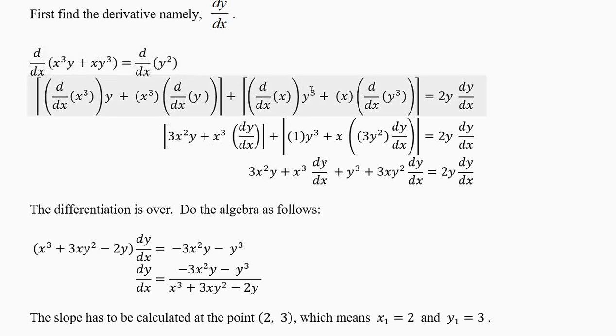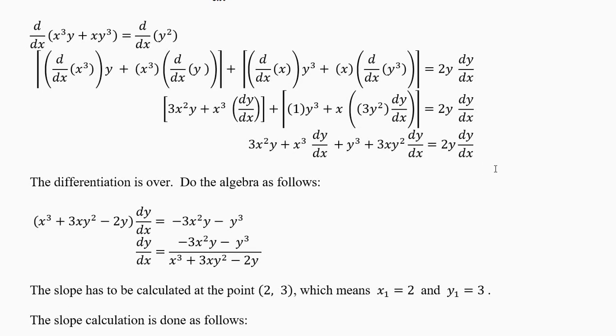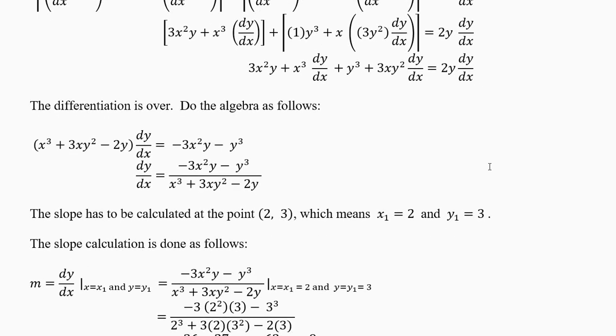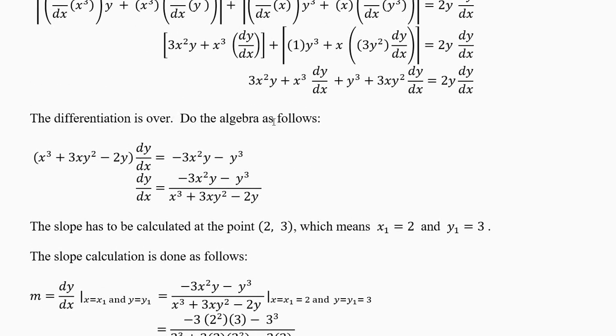Derivative of the first function into second function. Derivative of x is 1, 1 into y cube, you will get y cube. Now first function is x, second function is y cube. Differentiate y cube, you will get 3y square dy by dx. Open this round bracket. X into 3y square. 3 comes first, x comes second. 3xy square into dy by dx. On the right we have 2y dy by dx. Now do the algebra as follows.